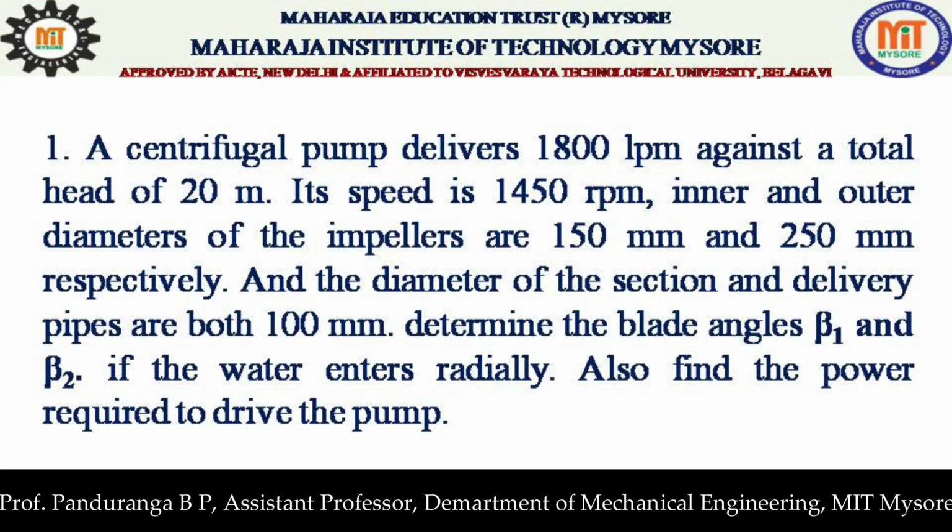First one: a centrifugal pump delivers 1800 liters per minute against a total head of 20 meters. Its speed is 1450 rpm. Inner and outer diameters of the impeller are 120 mm and 240 mm respectively, and the diameters of the suction and delivery pipes are both 100 mm. Determine the blade angles beta 1 and beta 2 if the water enters radially. Also, find the power required to drive the pump.